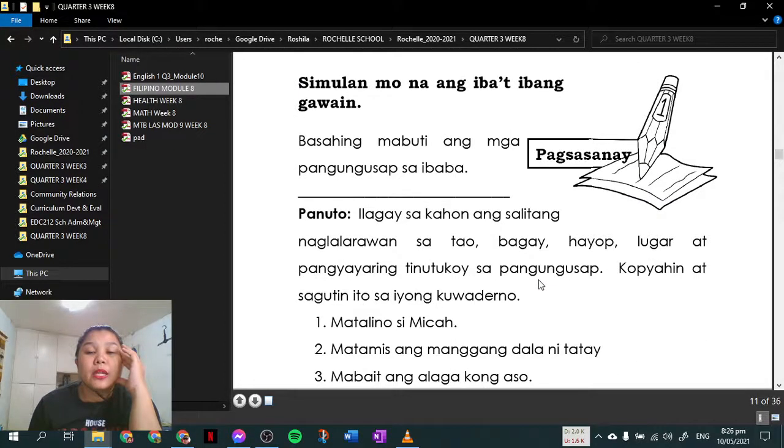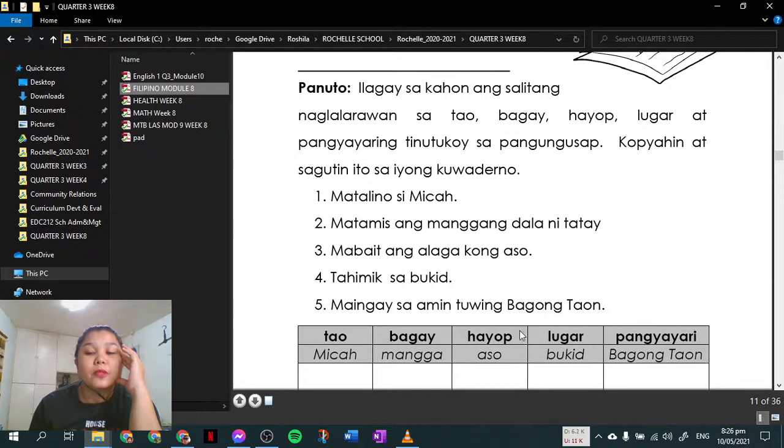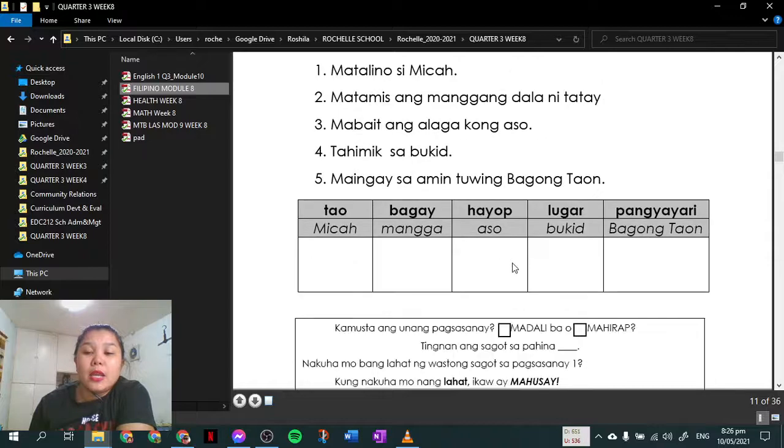And then, pagsasanay 1, ilagay sa kahon ang salitang naglalarawan. So, dito, anong mga nabanggit? Kopyahin at sagutin dito po sa module. So, yan ang ilalagay ninyo sa proper column.